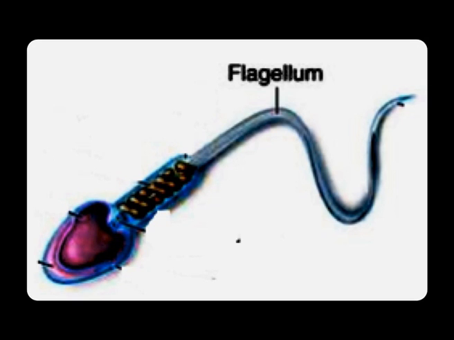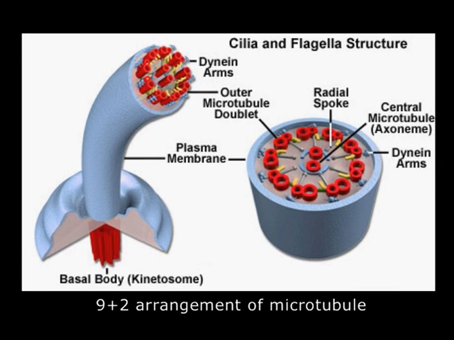You can find it here, and they have a 9+2 arrangement. That means 9 pairs of microtubules of the flagellum surround 1 central pair of microtubules, and for its motility, the dynein protein acts by ATP hydrolysis. It helps during the course of the swimming action.